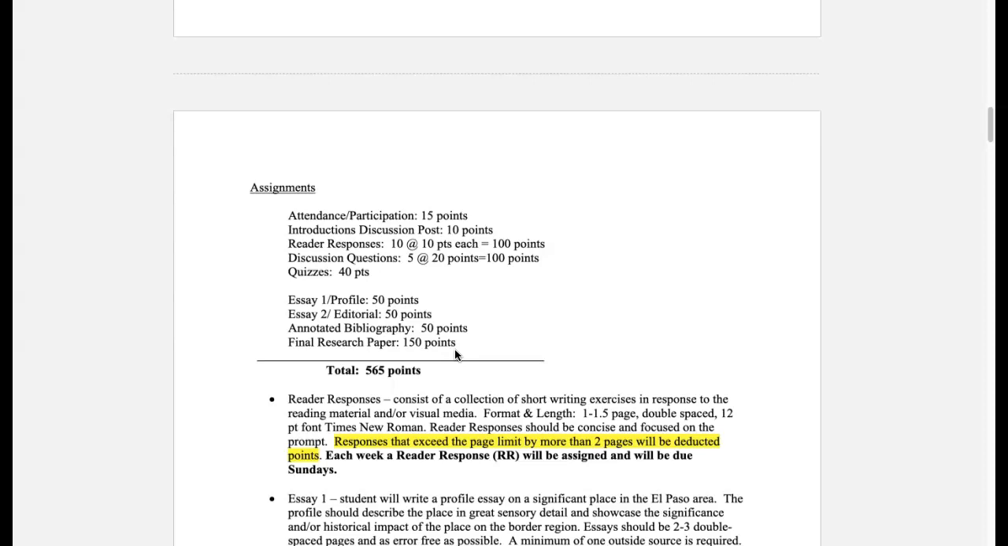Because the profile essay describes the place so that people can picture it, and it also paints that place in a specific light, so to speak. So there are specific instructions for each assignment, so you can go ahead and look at that. And of course, when the time comes to do the profile, we will talk a little bit more about it.